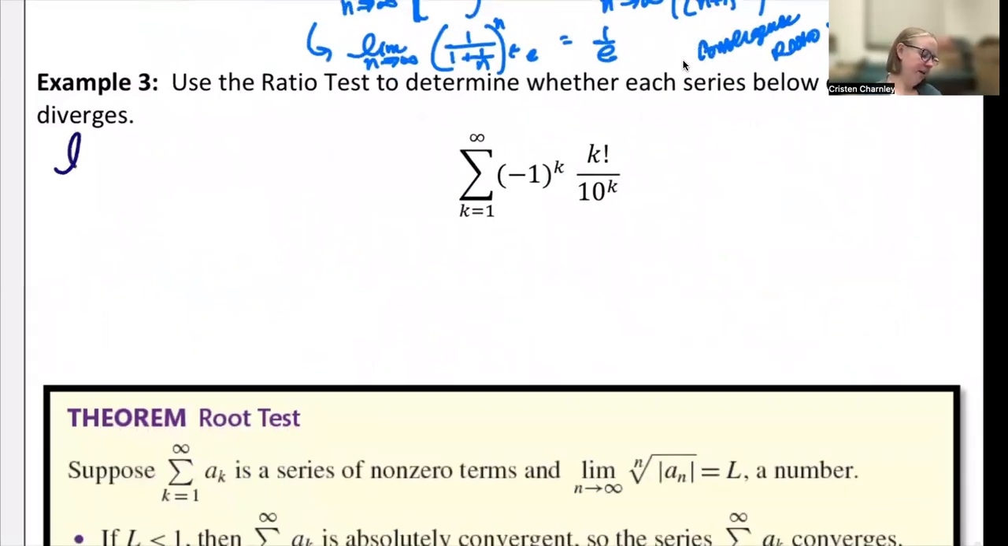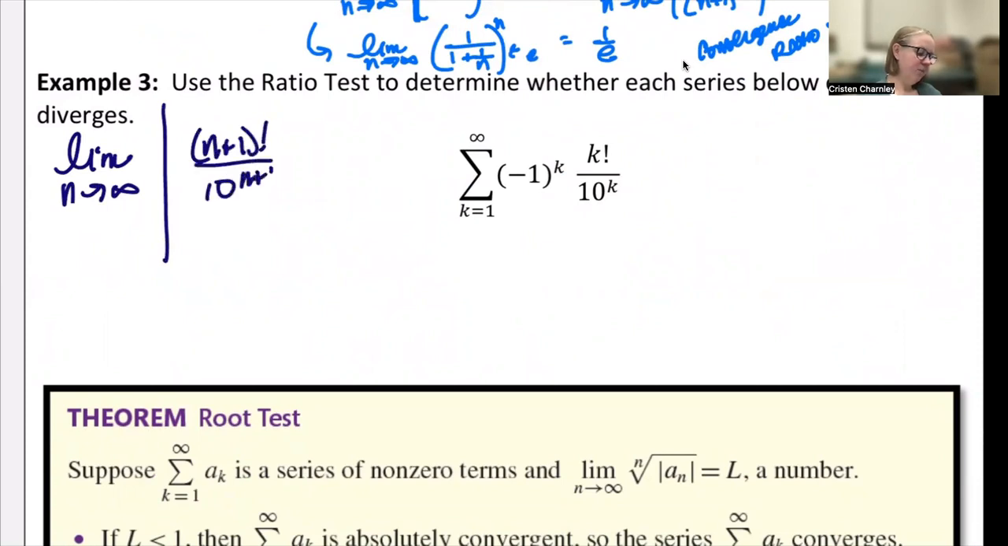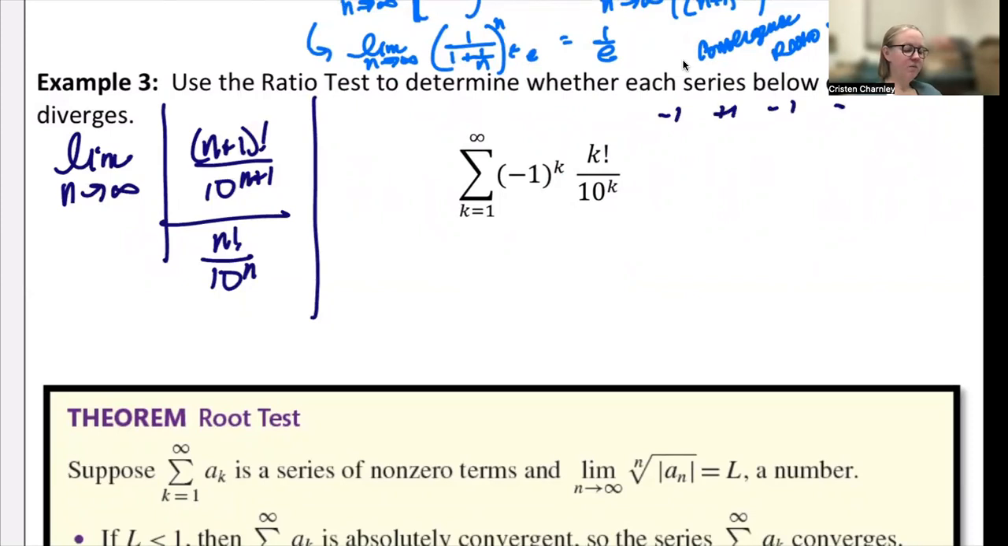I'm going to start out the same way. Limit as n approaches infinity, (n plus 1) factorial over 10 to the n plus 1, over n factorial over 10 to the n. Now, notice, what did I not write? I did not write negative 1 to the k. I didn't forget it, but I very purposely didn't include it. Negative 1 to the k is either negative 1 or positive 1, or negative 1 or positive 1, or negative 1 or positive 1. These bars that I keep using actually have a meaning, and they mean absolute value.